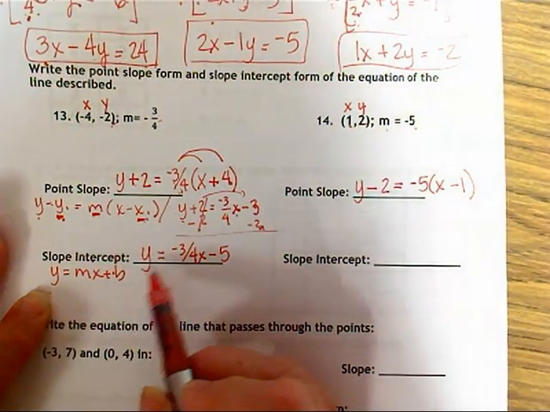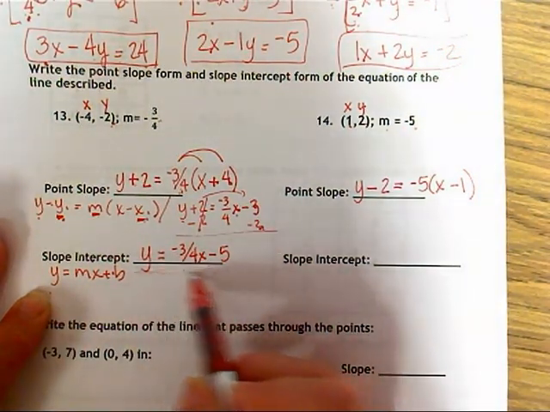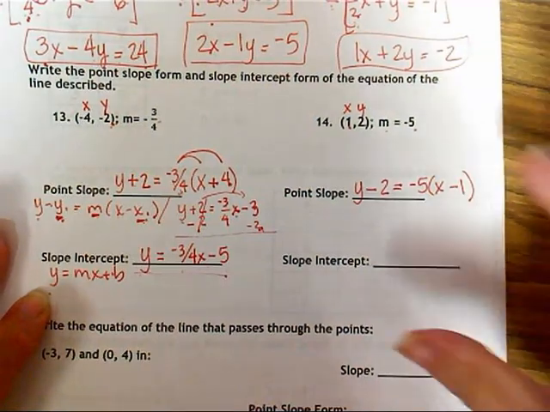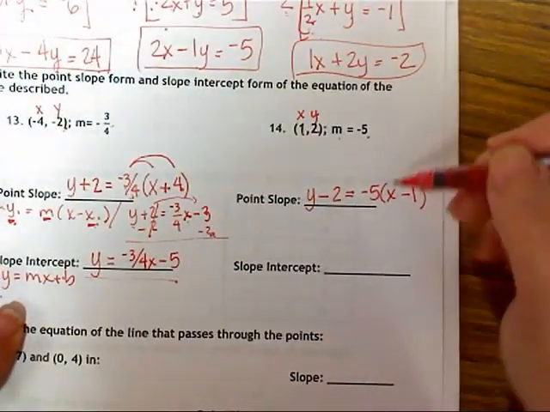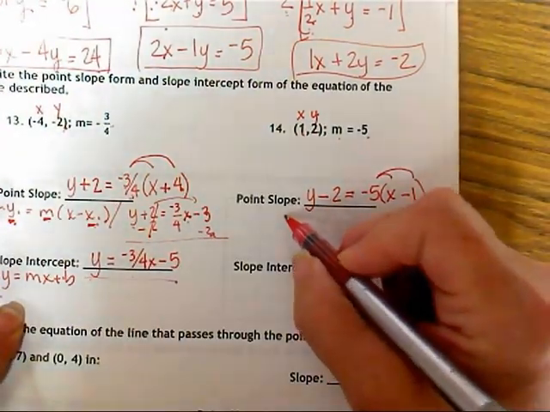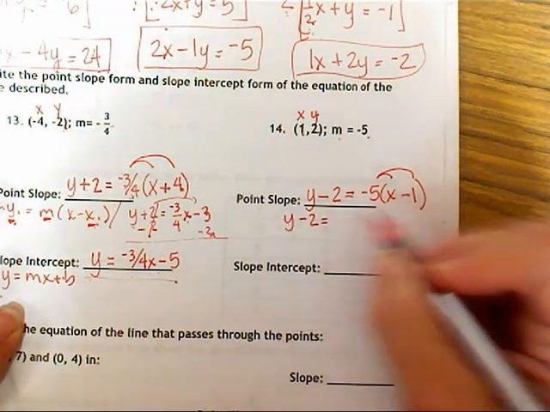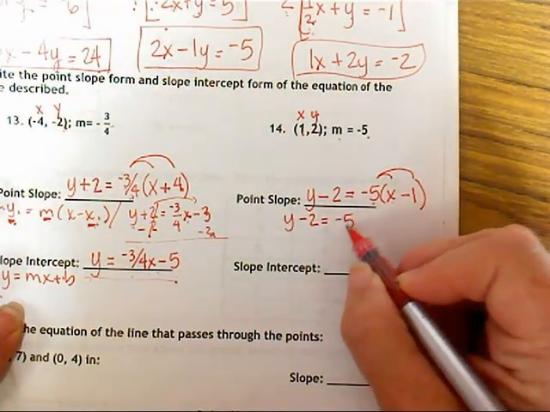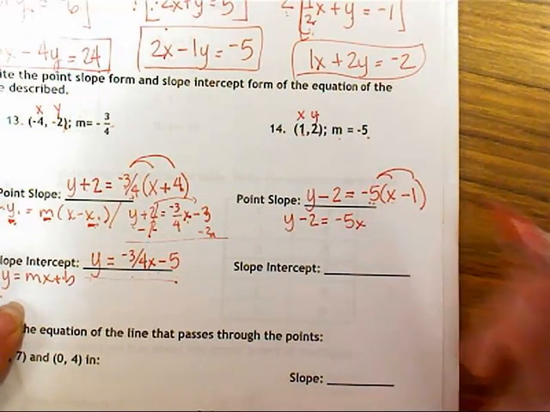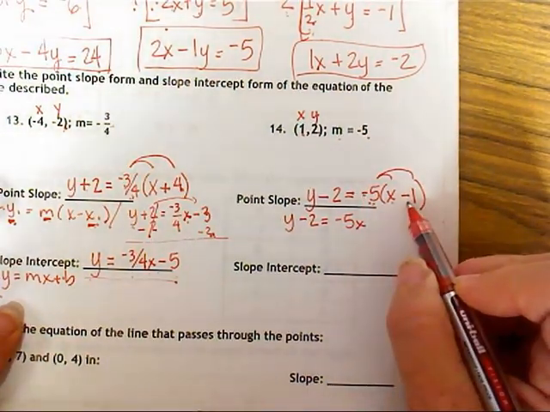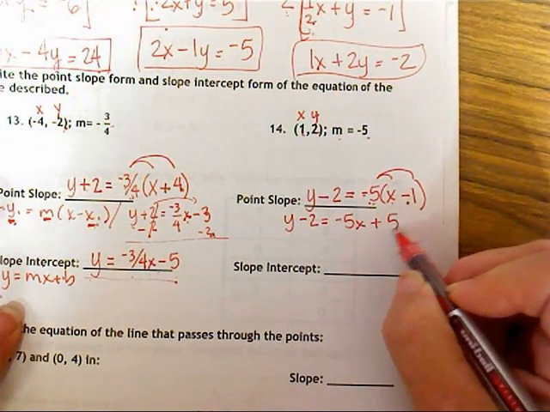And that is in y equals mx plus b form. There's my answer for that. So same thing over here. Get rid of your parentheses. Y minus 2 is negative 5 times x. And negative 5 times negative 1, make sure you realize this negative times this negative makes a positive.